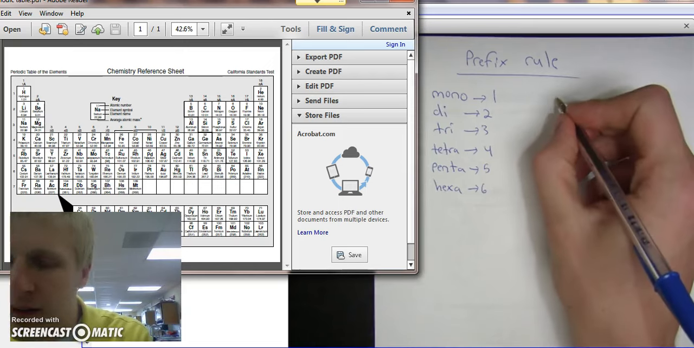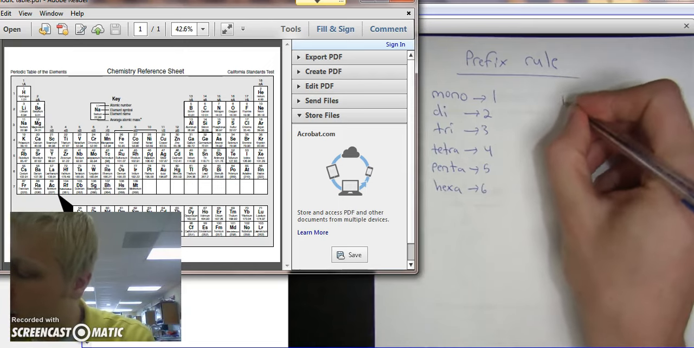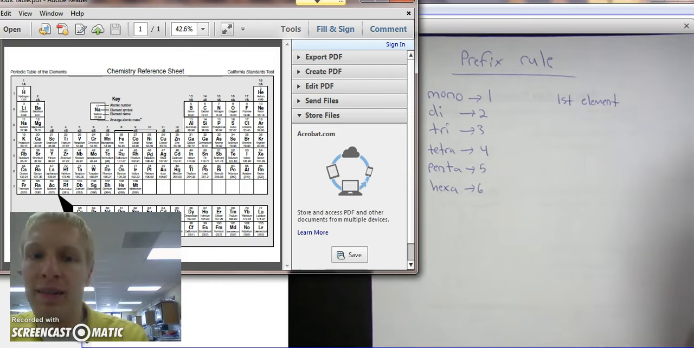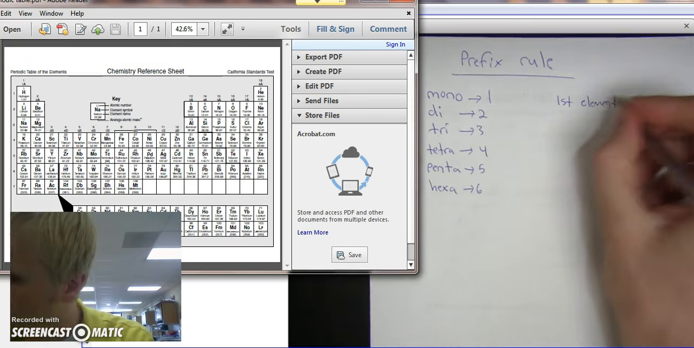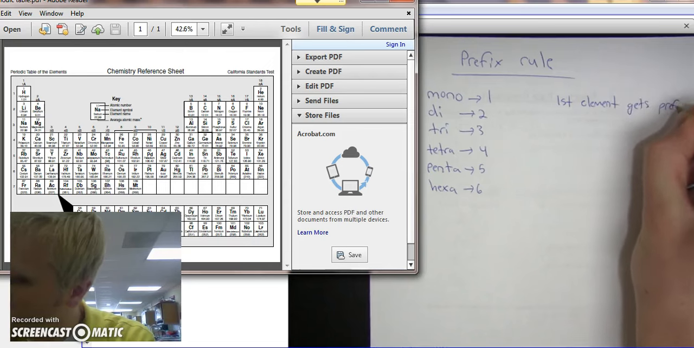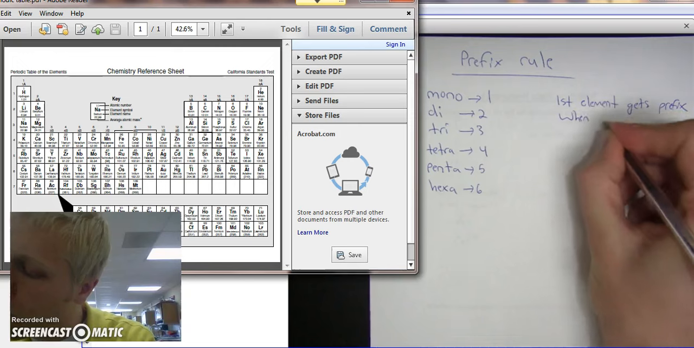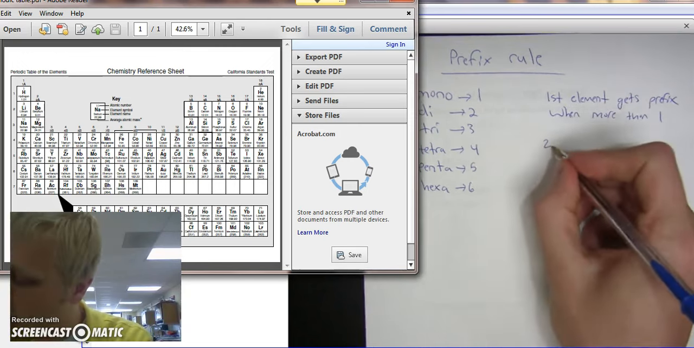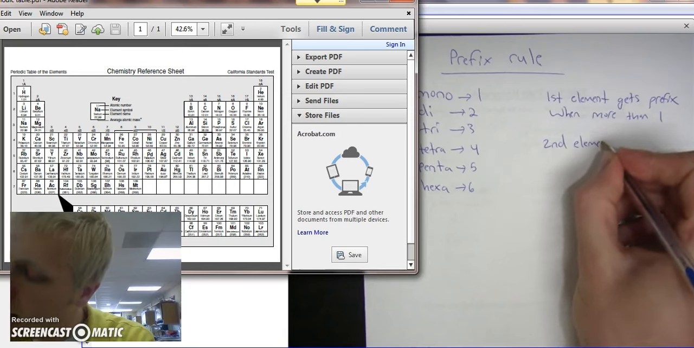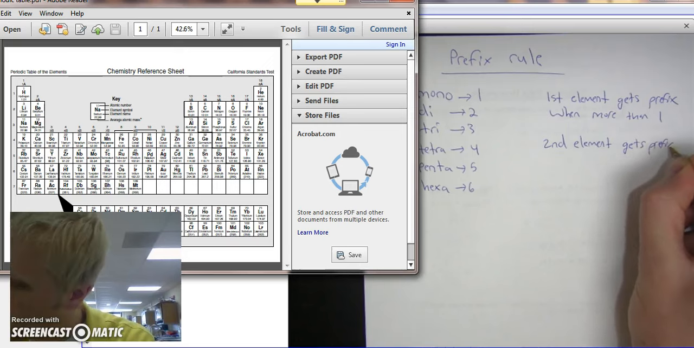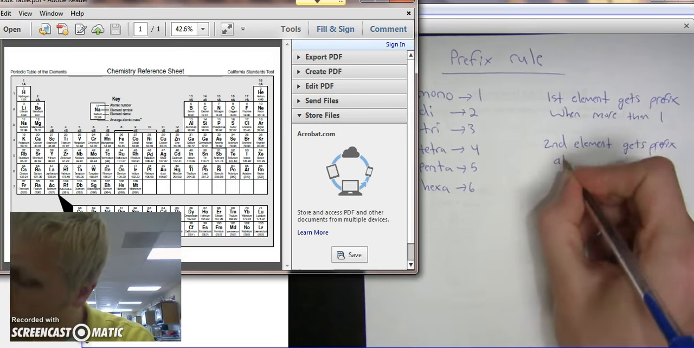When doing the prefix rule, you need to remember that the first element gets the prefix when there's more than one. And the second element always gets a prefix.